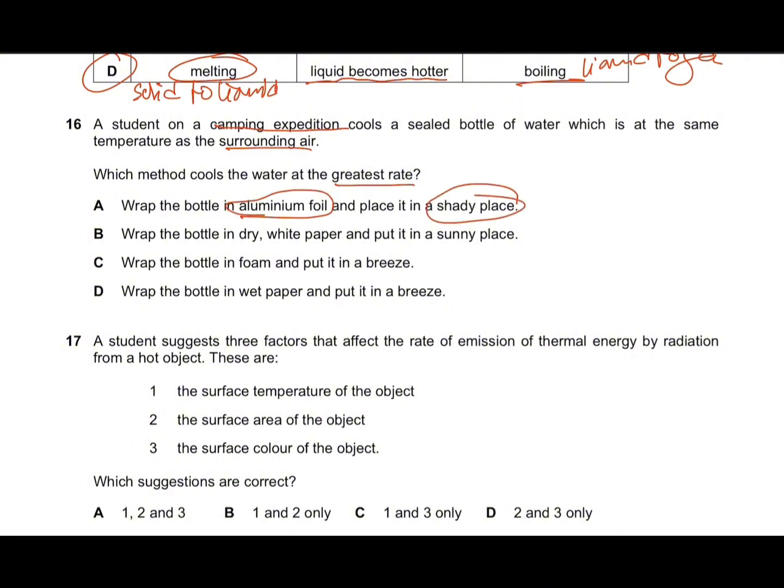Okay, fine. Shady place is okay. It will keep it cool. But then again, aluminum foil is not going to increase the rate of cooling. Okay, it's going to decrease the rate of cooling. So this is out. Wrap the bottle in dry white paper and put it in a sunny place. Okay, sunny place is definitely not the answer.